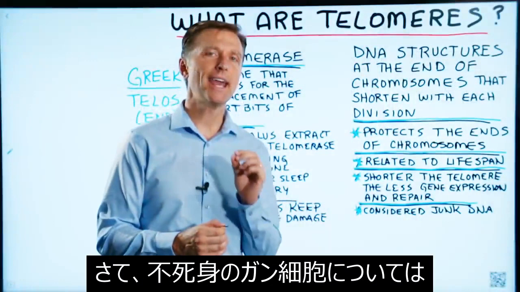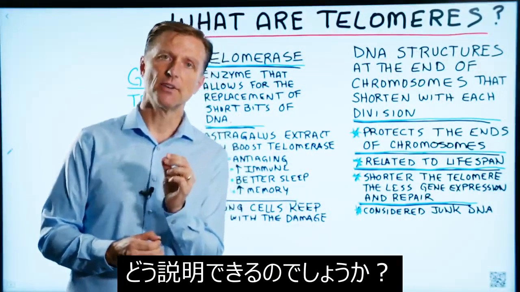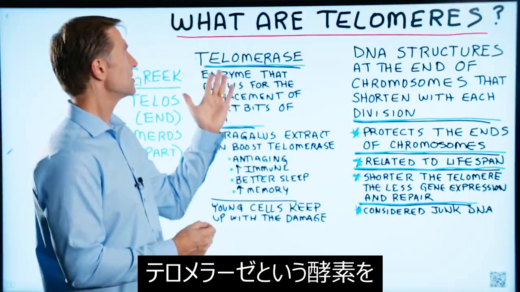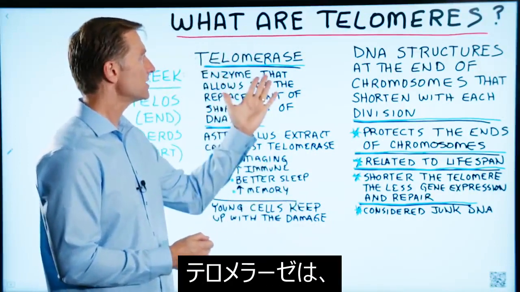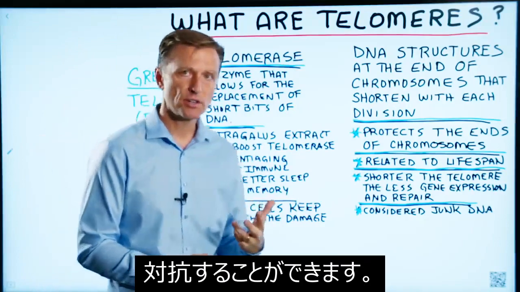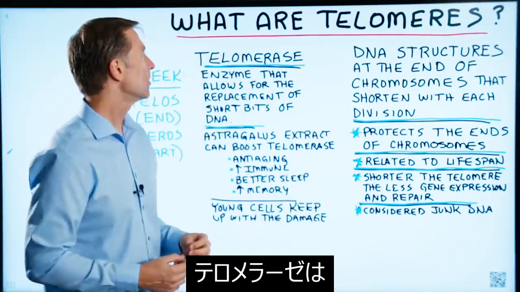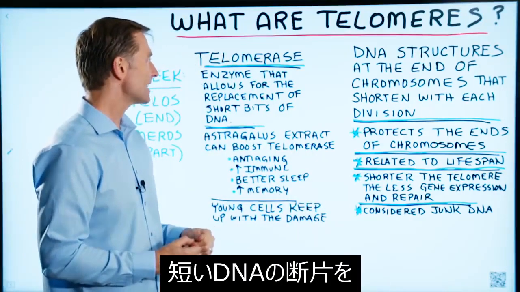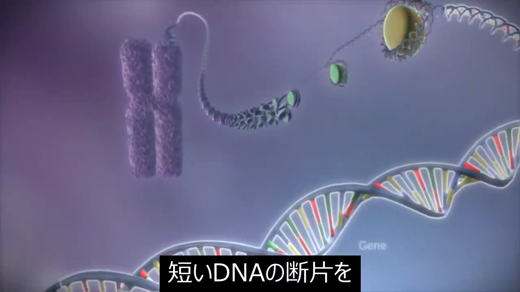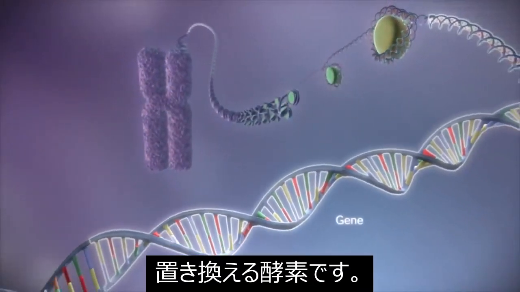Now, how do you explain cancer cells that can live forever? Well, they produce an enzyme called telomerase, which can counter this shortening effect. So telomerase is an enzyme that allows for the replacement of these short bits of DNA.